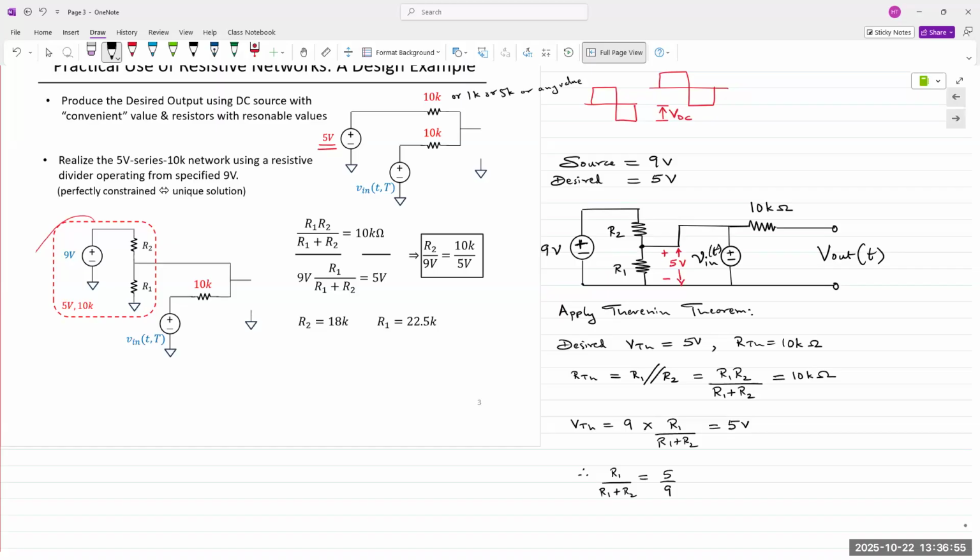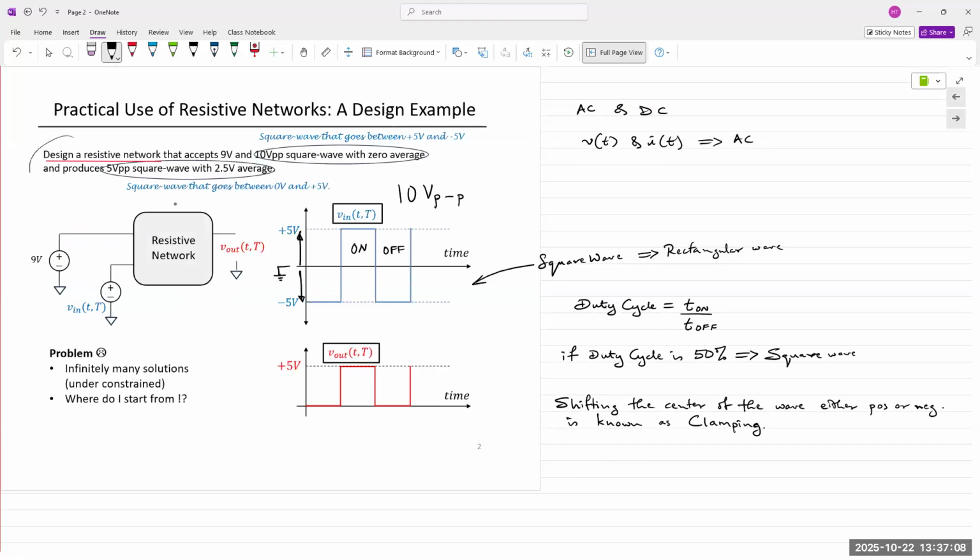Yes. Which one? Why does it have more? That was the design requirement. So that's like at the beginning. Oh, because our desired output is plus 5 volts.